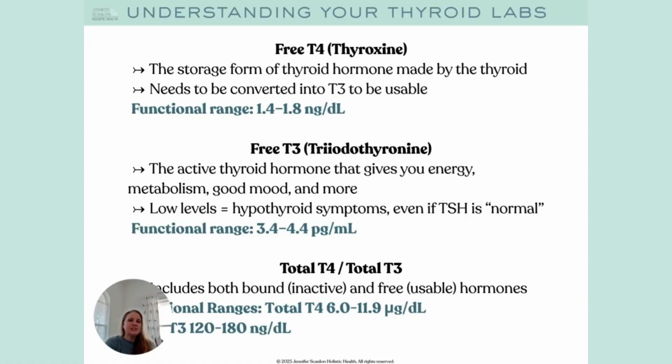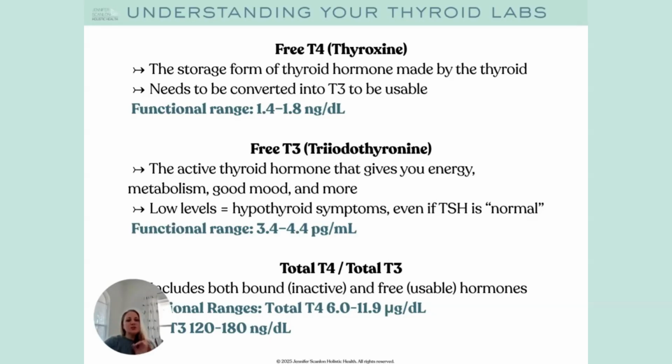Now, you're also going to see total T4 and total T3. This number includes both the bound, which is the inactive form, T4 and the T3 that are bound up in your bloodstream and not able to be used, plus the free, which we just talked about, the free usable hormones. So it's the total, all the hormones in your bloodstream, whether your body can use them or not. Functional ranges for total T4 are 6 to 11.9 micrograms per deciliter, and total T3 is 120 to 180 nanograms per deciliter.